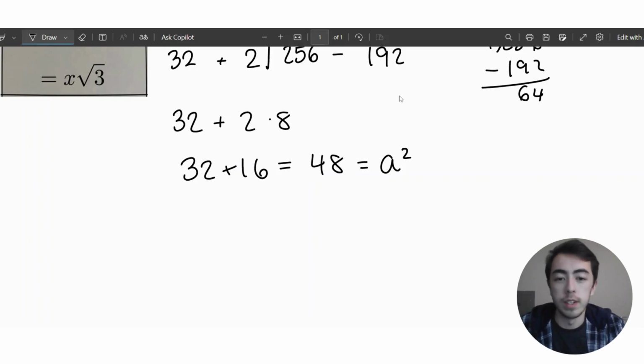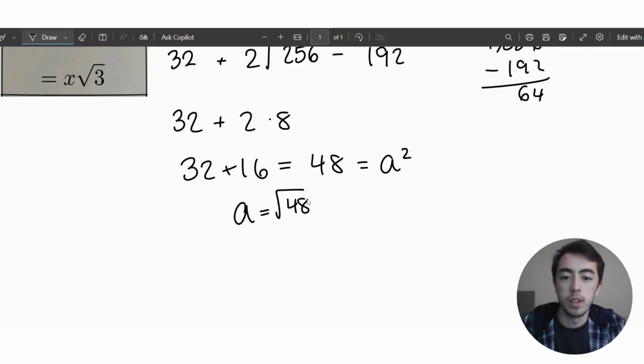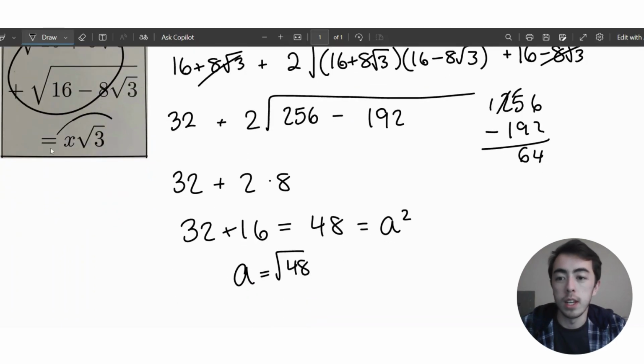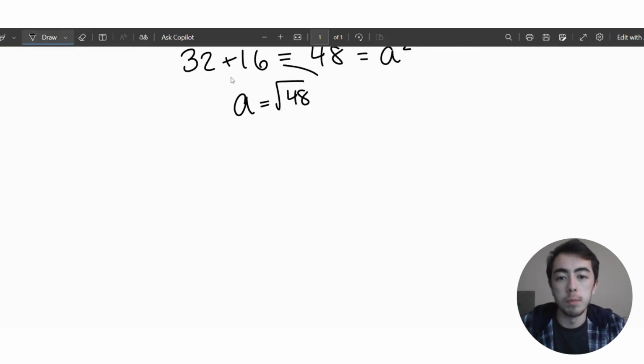And if I hit both sides with the square root, I know that a is just the root of 48. So according to this problem statement, this right here is the square root of 48, and it's equal to x times root 3. So I should simplify this until I get something times root 3.